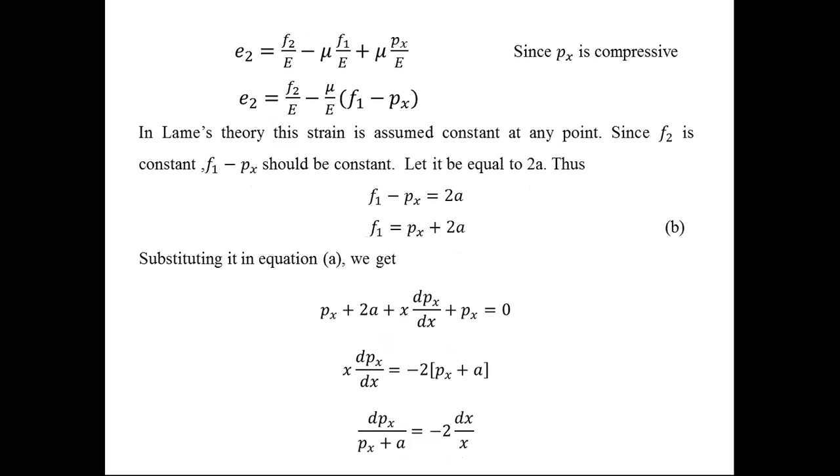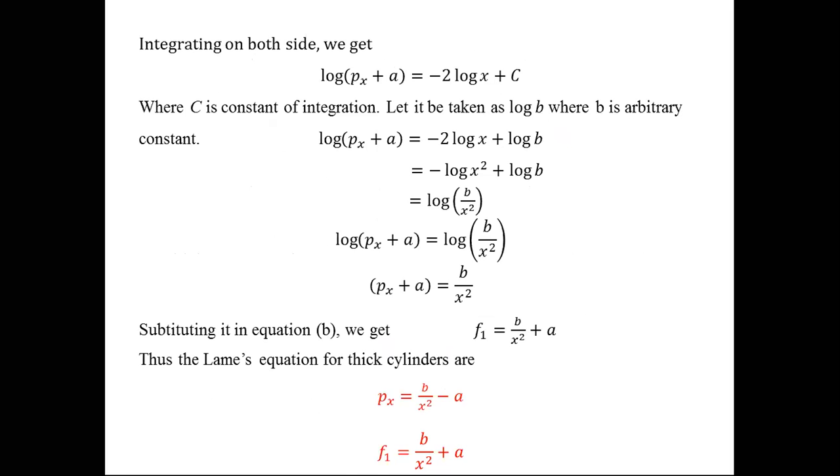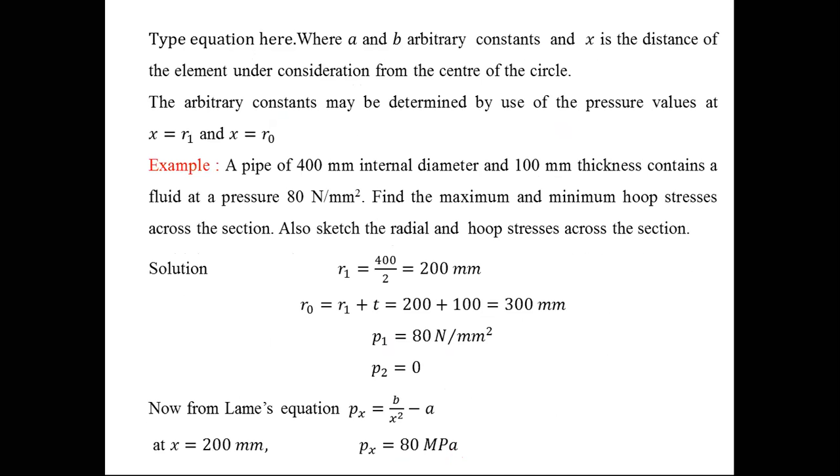Write this: Px is equal to b by x square minus a, and F1 is equal to b by x square plus a. That's enough. Clear? Where a and b are arbitrary constants, and x is the distance of the element under consideration from the center of the circle, that means the radius. The arbitrary constants may be determined by using the pressure values. x is equal to r1. What is r1? Internal radius. And what is r0? Outer radius. Keeping these points in mind, these are the examination questions.